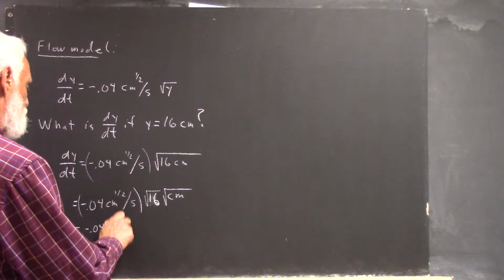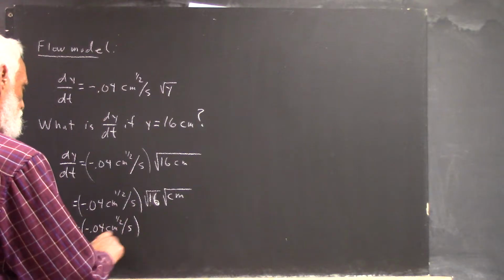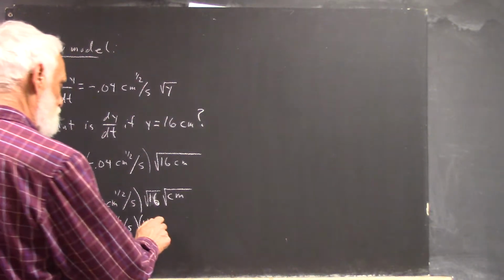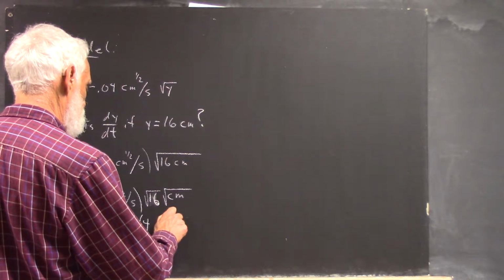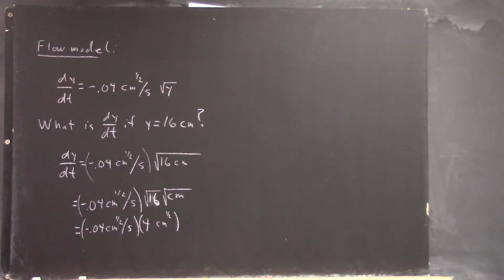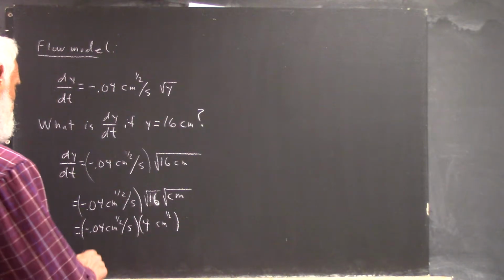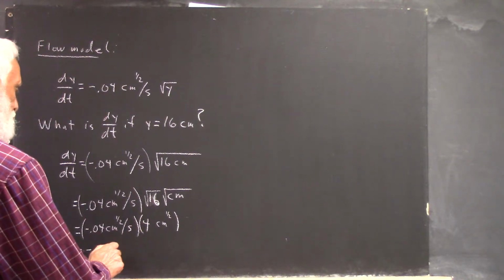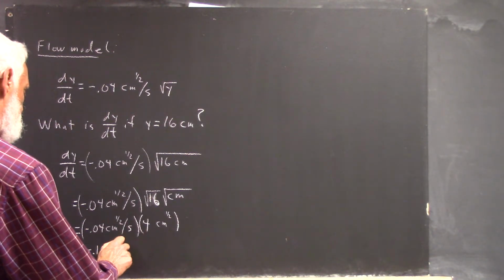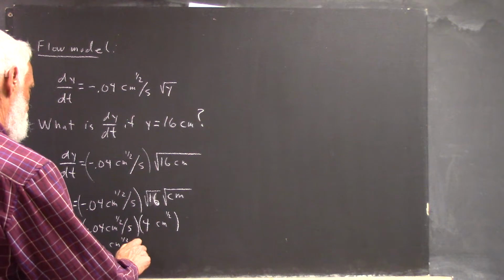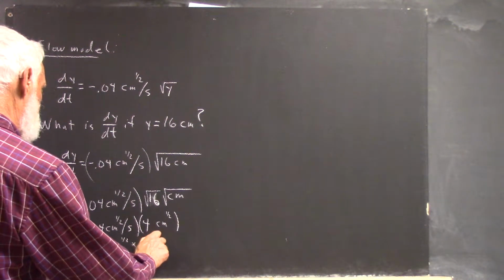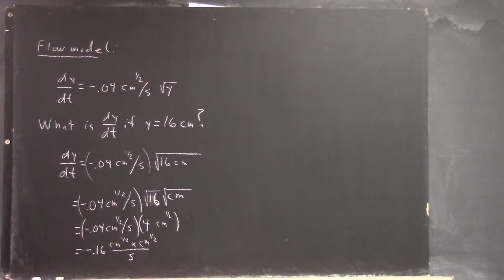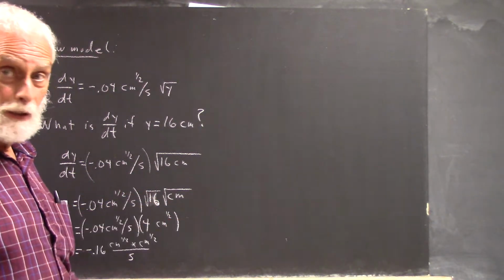-0.04 centimeters to the 1/2 per second hasn't changed yet. Square root of 16 is 4. And the square root of centimeters, of course, can be written as centimeters to the 1/2, right? Okay? So now we can multiply the 4 by the 0.04, -0.16. It's going to be centimeters to the 1/2 times centimeters to the 1/2 divided by seconds.